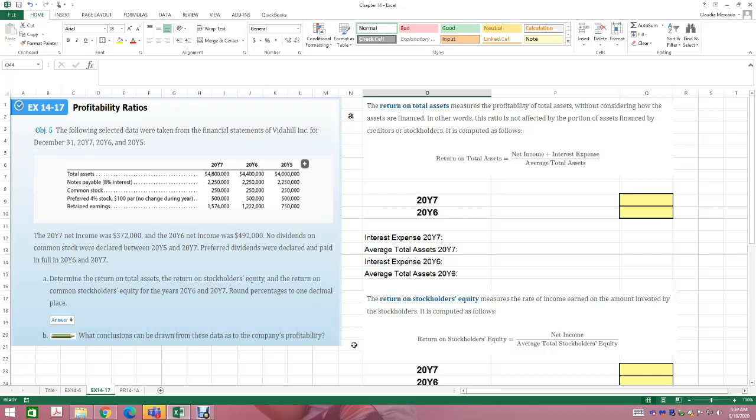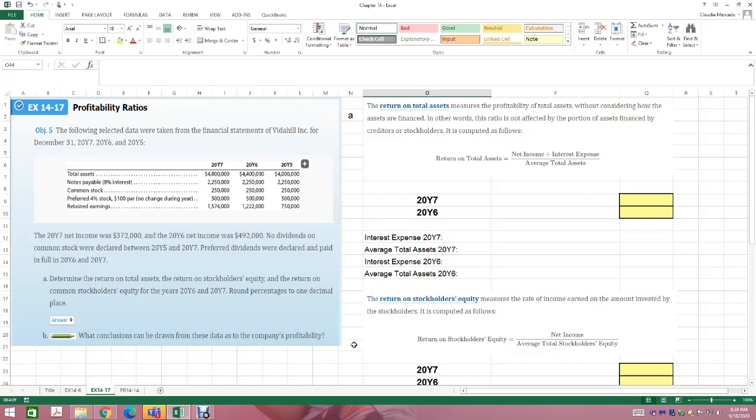So, the first ratio that we're going to be calculating is the return on total assets. The return on total assets measures the profitability of total assets without considering how the assets are financed. In other words, this ratio is not affected by the portion of assets financed by creditors or stockholders. So I don't care how you acquired your assets, if you acquired them through debt or through stockholders.